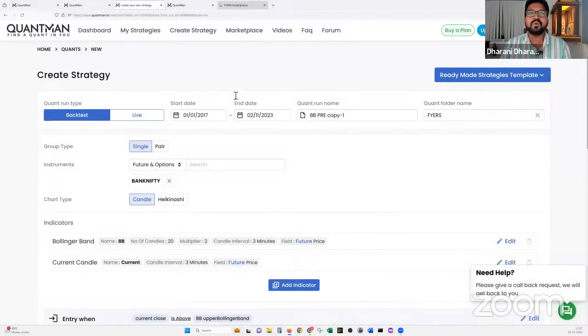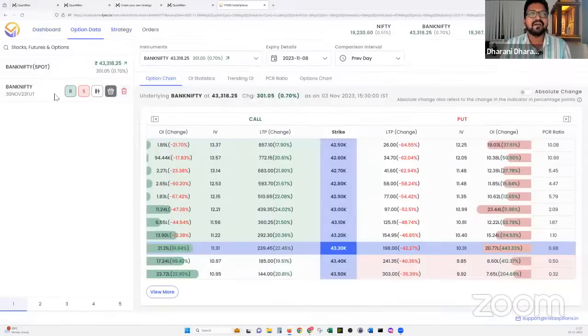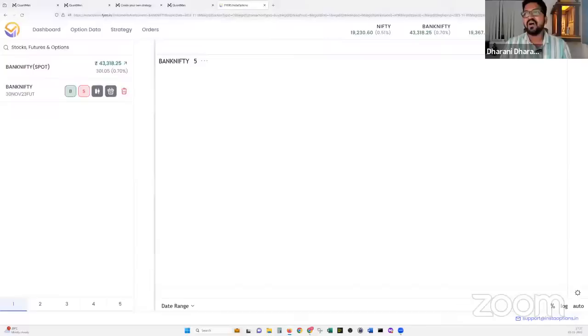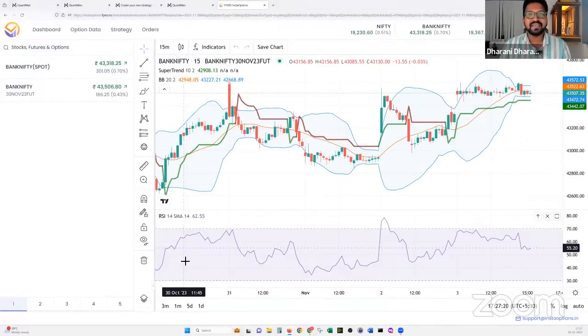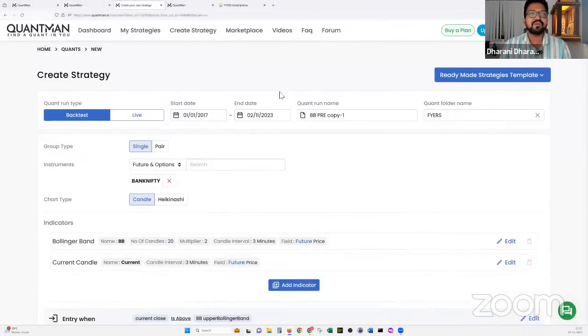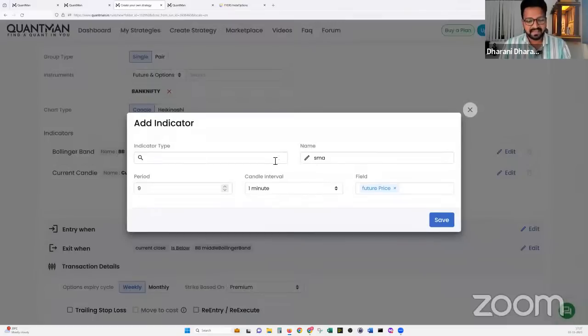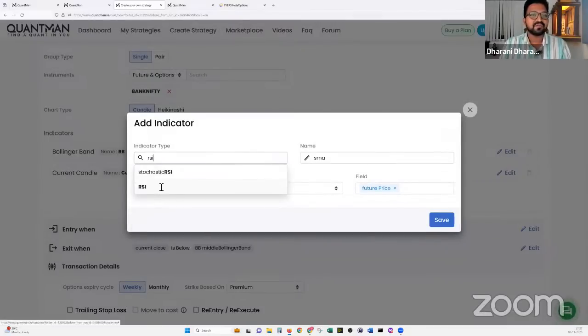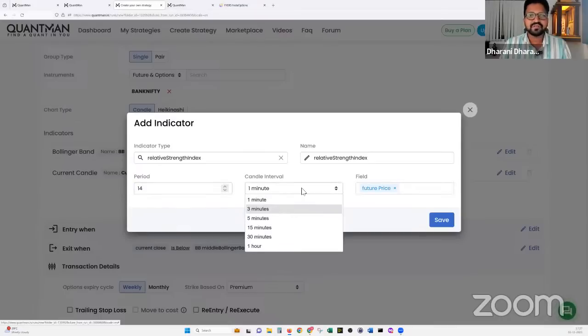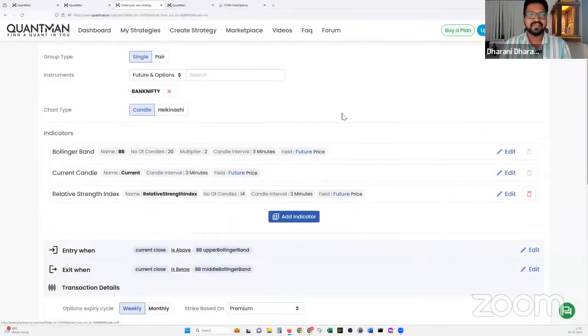How many of you know the indicator known as RSI? Okay, everyone knows this indicator. So now I'm going to add an indicator. Click on add indicator and I say RSI. So I have RSI over here, and I'm not going to change any period. I'm going to use the 3 minutes time frame. That's it, done. I save it.